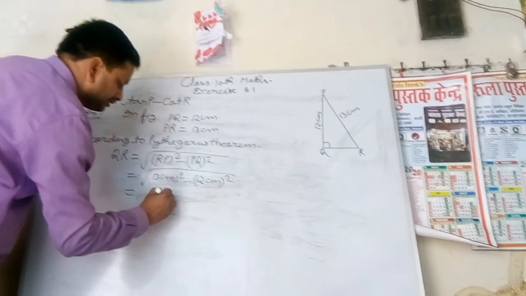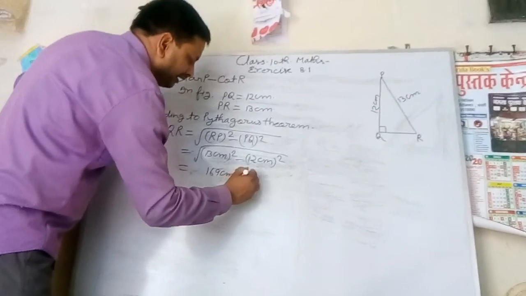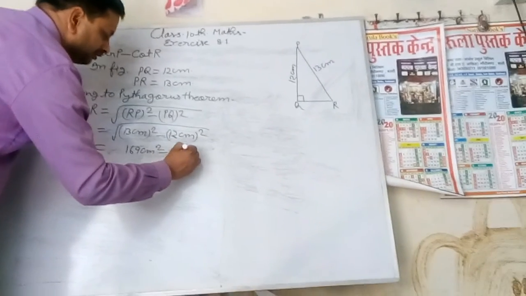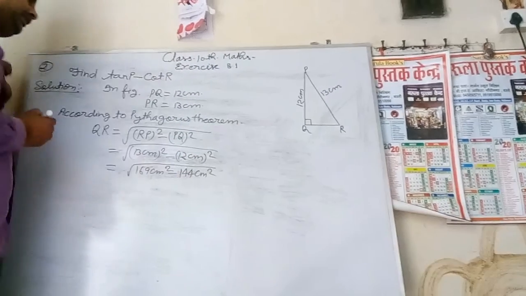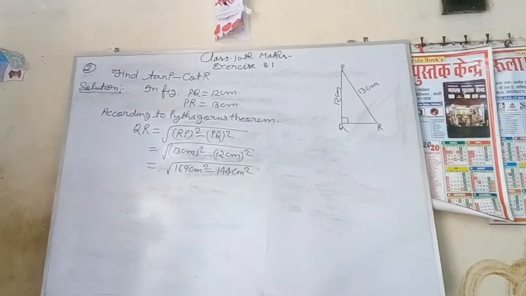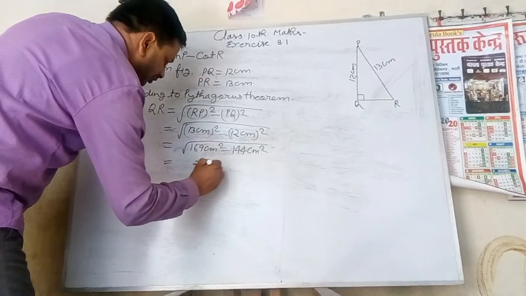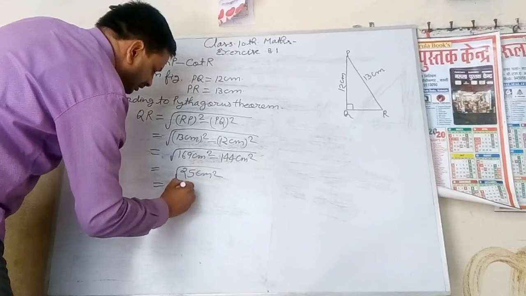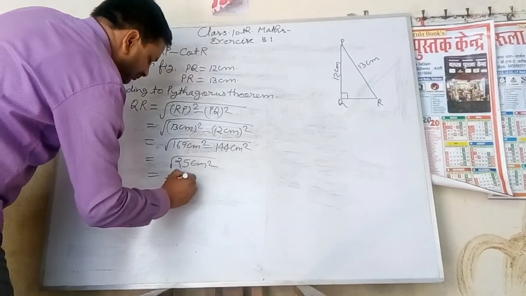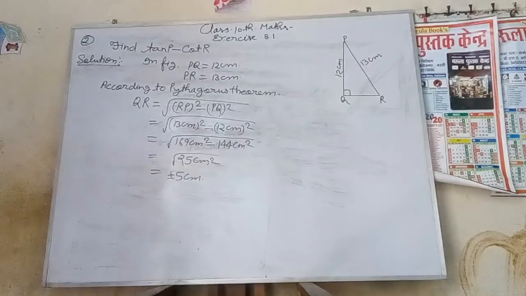Equal to 169 centimeter square minus 144 centimeter square, because the square of 13 is 169 and square of 12 is 144, and subtract these values, it becomes 25 centimeter square, and the square root of 25 centimeter square is plus minus 5 centimeter. Here we will take only the positive value.